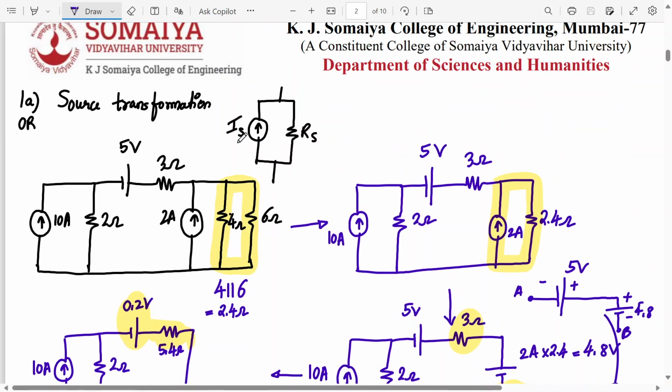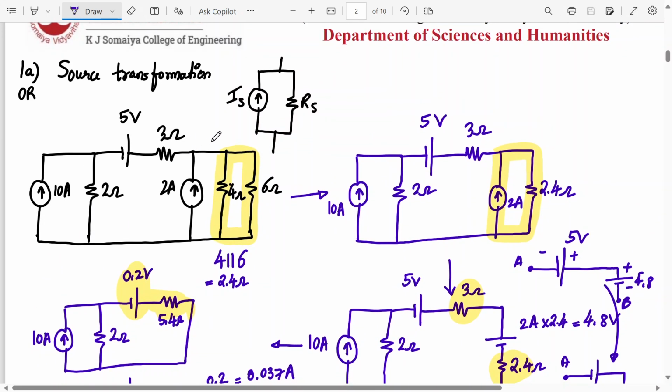Why? You know, in source transformation, there is a technique. Either you start from left or right. Don't start from both together. Are you understanding? So either keep this 10 amperes intact and solve from the right hand side, or you solve from the left hand side and keep the right hand side intact. If you solve both ways, then the answer will definitely come wrong.